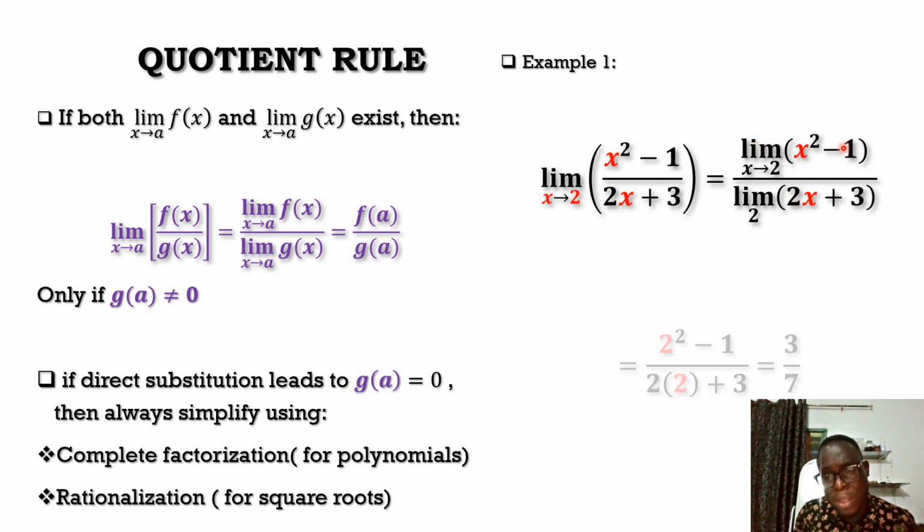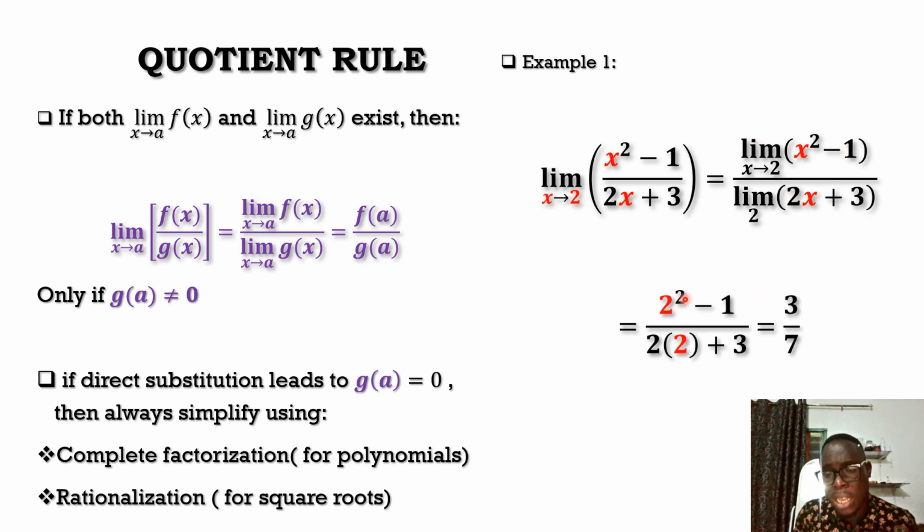So when you find the limit for the numerator, we are going to get 2 squared minus 1, because you are going to substitute x as 2. Then the result will be 2 squared minus 1, which is equal to 3. Then the denominator: the result will be 2 times 2 plus 3, which is equal to 7. So our answer is 3 over 7. This becomes our answer because our g of a is not equal to 0. Our g of a is rather equal to 7.